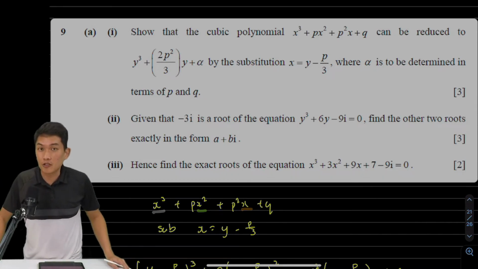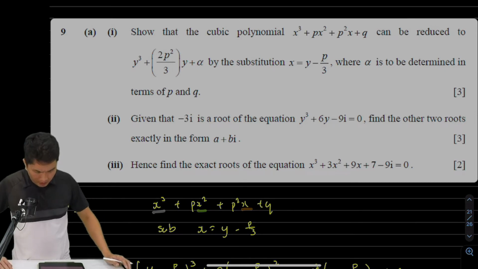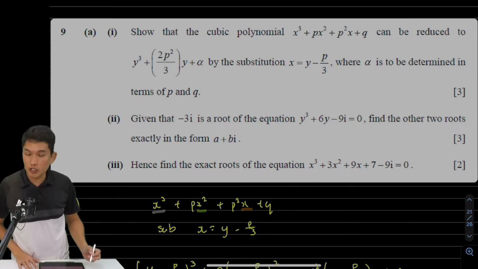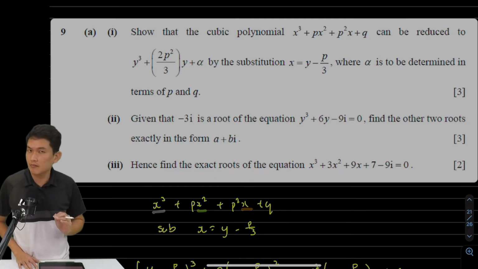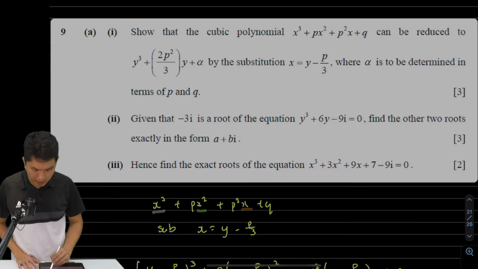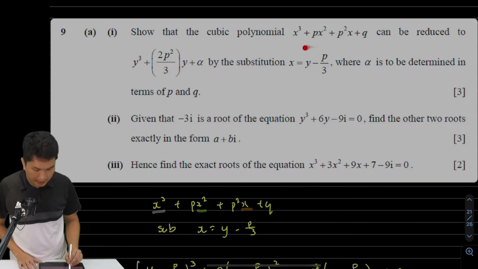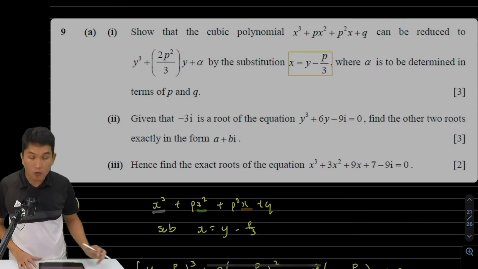It's just polynomials. So part 1 wants us to show that if I have a cubic polynomial that looks like this, it can be changed to another cubic polynomial that has no square terms, which is quite interesting. There's a cube term, there's a linear term, and a constant, but no square terms, if you use the substitution x equals y minus p over 3. So this is the substitution we're going to make. And the constant term is some alpha, where we have to find out what it is.